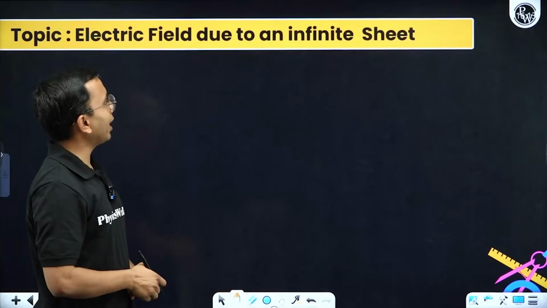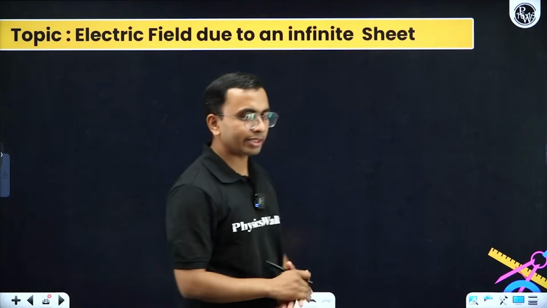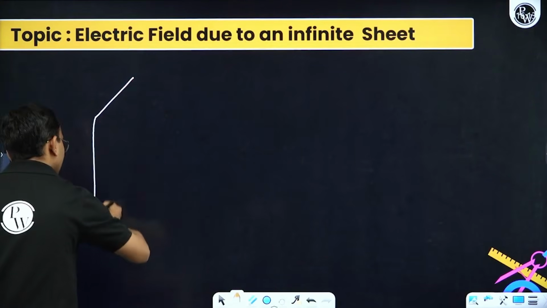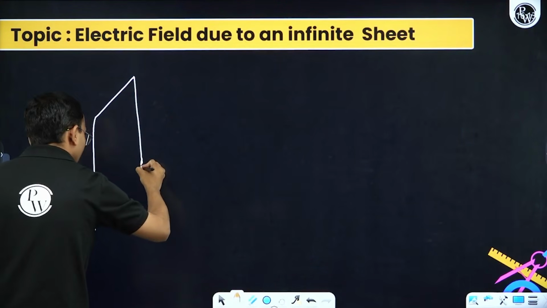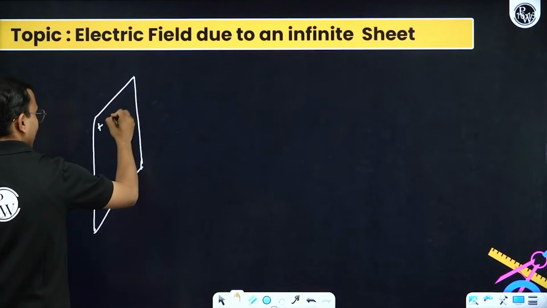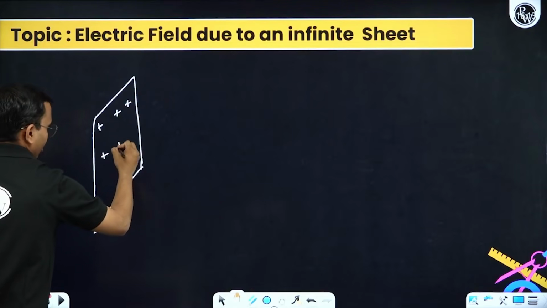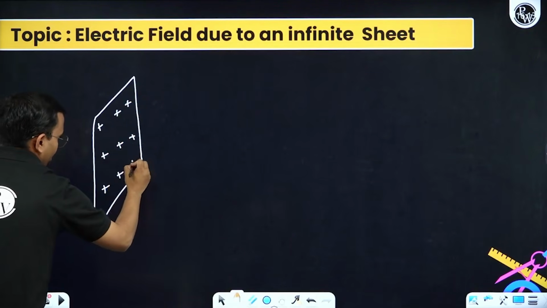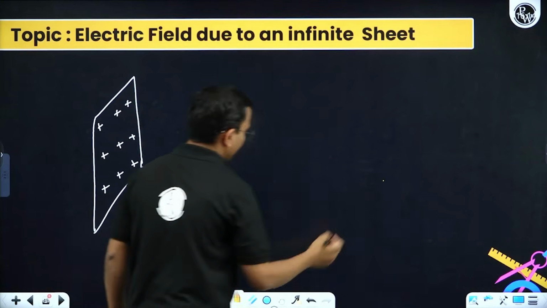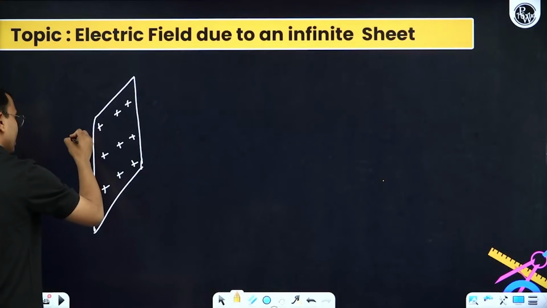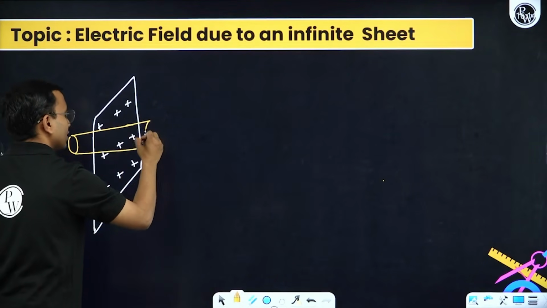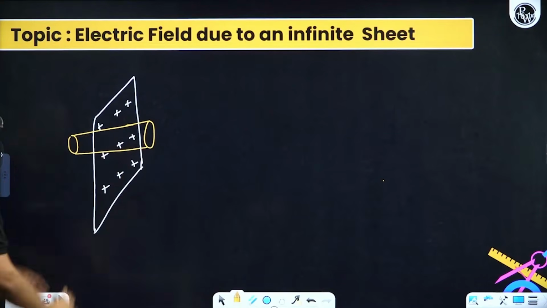Due to an infinite sheet, you already know the formula, that is sigma by 2 epsilon naught. But let me show you. Let us take, this is my sheet. I am drawing this in 3D, going inside like this. Uniformly charged. Now here I will draw a Gaussian surface, a cylindrical Gaussian surface crossing through this sheet, placed symmetrically.